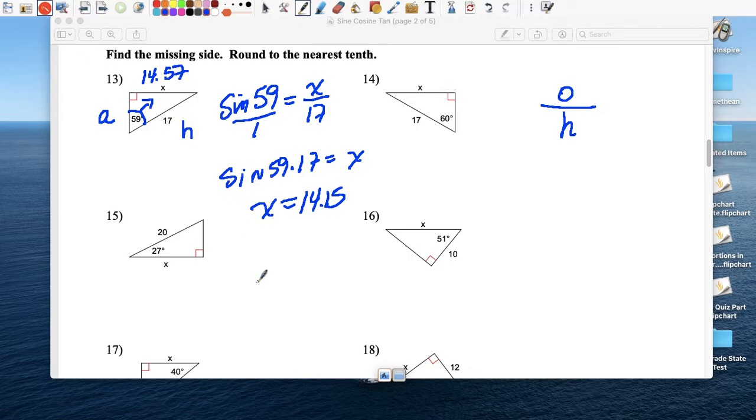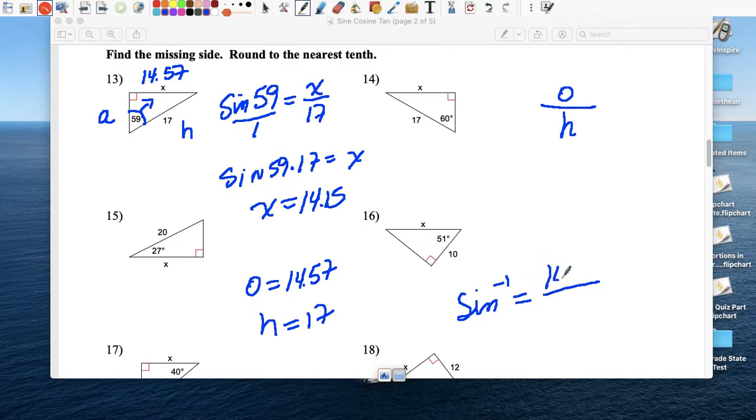Now, just to confirm, we have the opposite as 14.57 and the hypotenuse as 17. If you had the opposite side as 14.57 and the hypotenuse as 17, what would the angle be? Imagine if I gave you a stick where the hypotenuse is 17 and the opposite is 14.57. What angle would that make? What would this angle be? It has to be 59. That's what you're looking for.